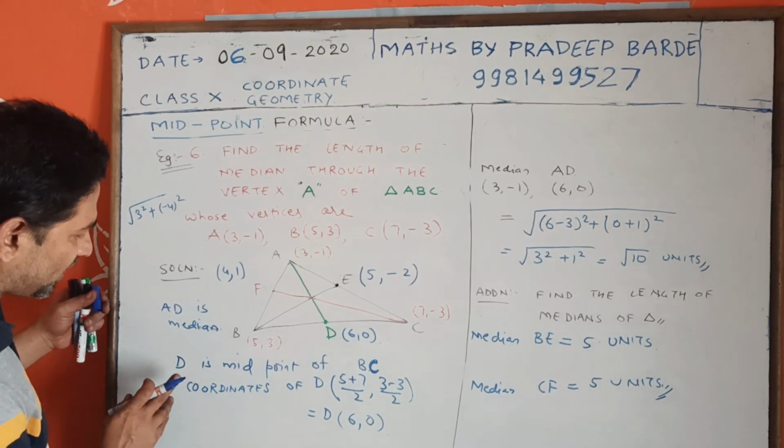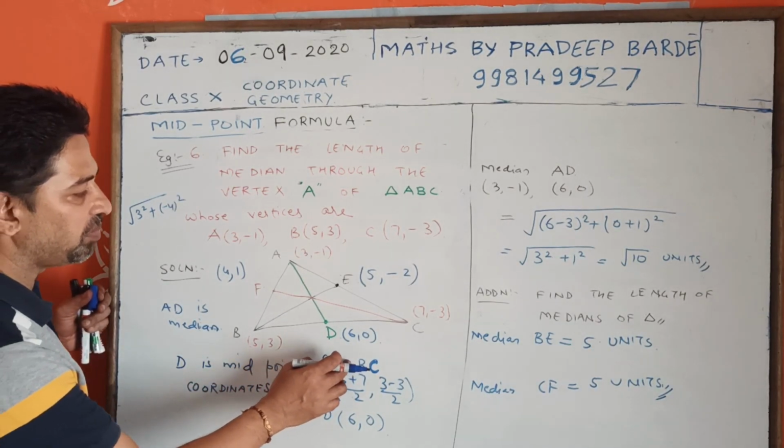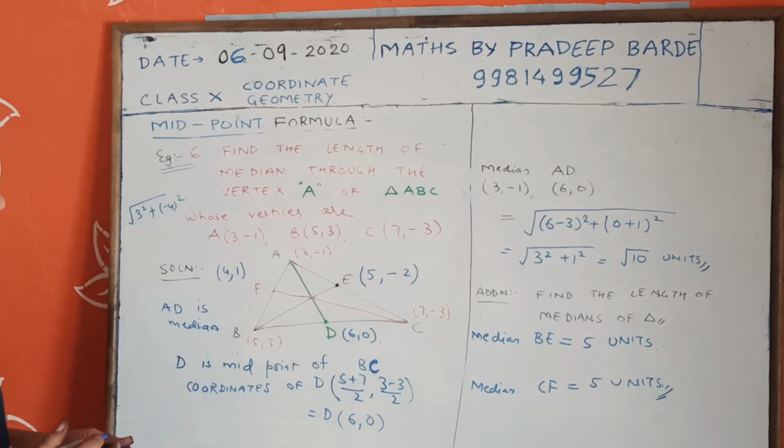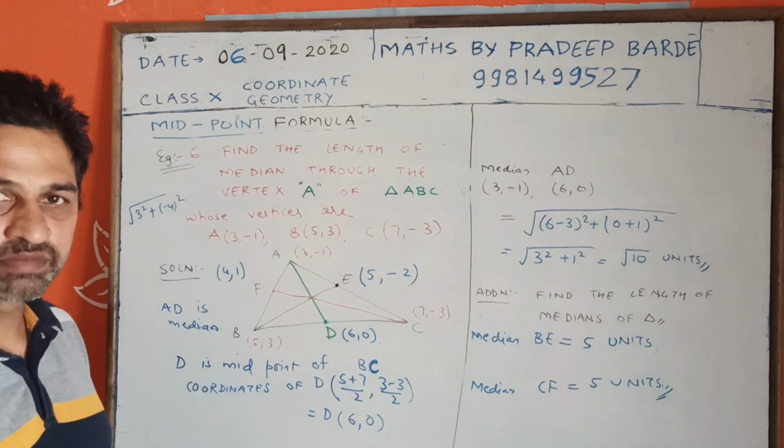Okay, sorry, just a correction here. D is midpoint of BC, beta. D is midpoint of BC, not AB, right?